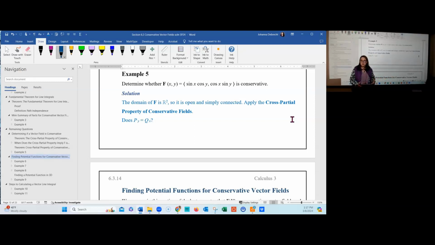Because it's defined on R2, I know that R2 is open, simple, and connected, which gives me my first 3 conditions. Then I simply need to show that it has the cross-partial property, and that will prove that it's conservative. Pause the video now to find the cross-partial and determine whether or not it's conservative.